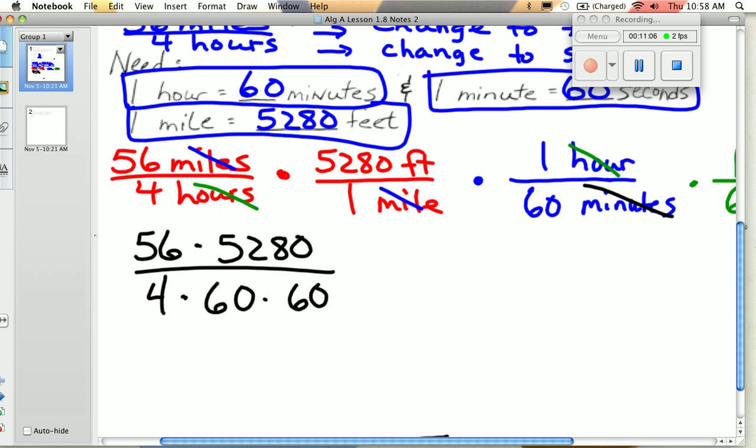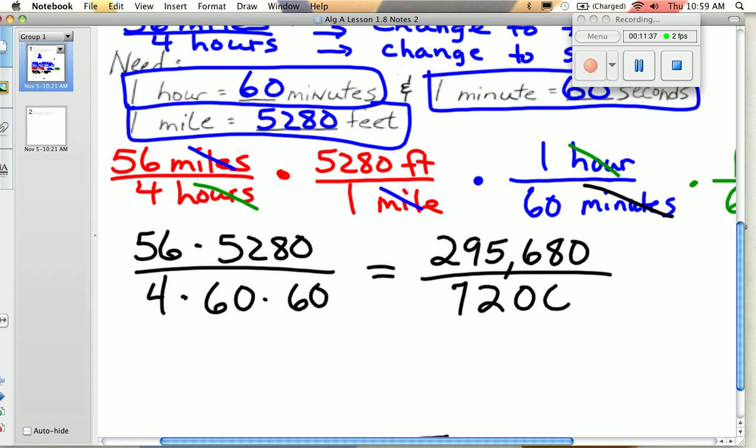Now's when the calculator is going to come in real handy, isn't it? Upstairs you're going to multiply 56 times 5,280. 295,680. Yep. Okay, thank you. And what's 4 times 60 times 60? 7,200. No, it's not. That's 14,400. Okay, we're going to go 14,400 instead.